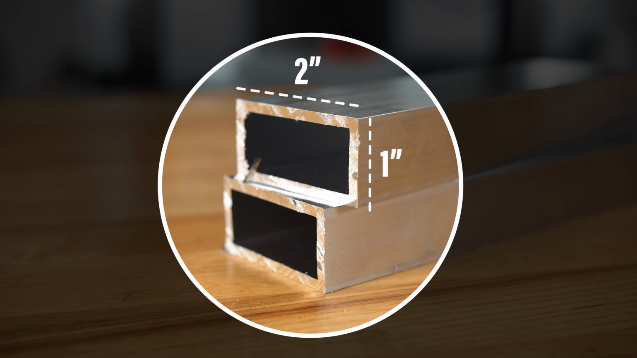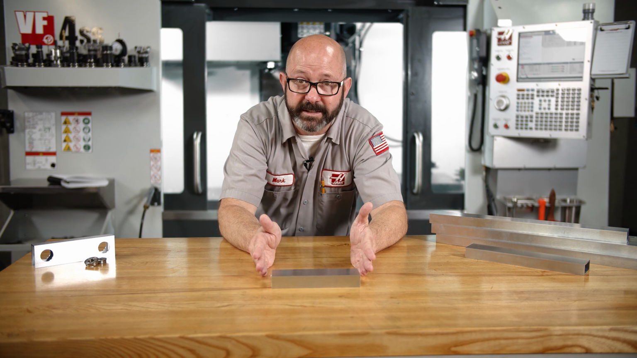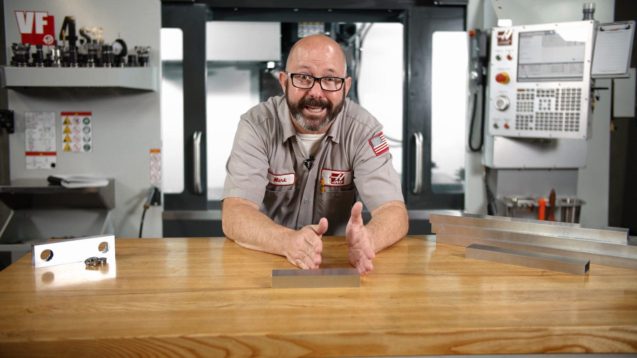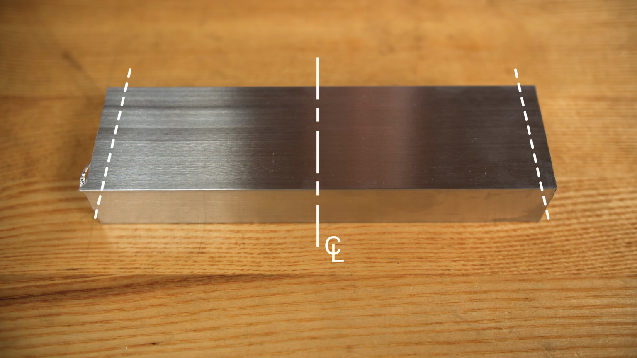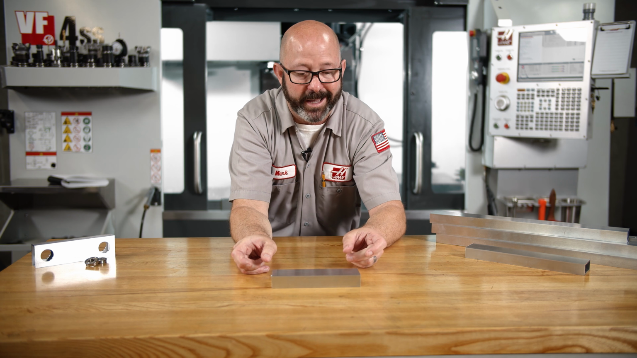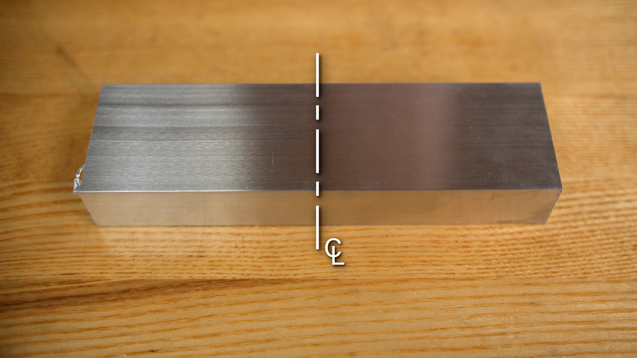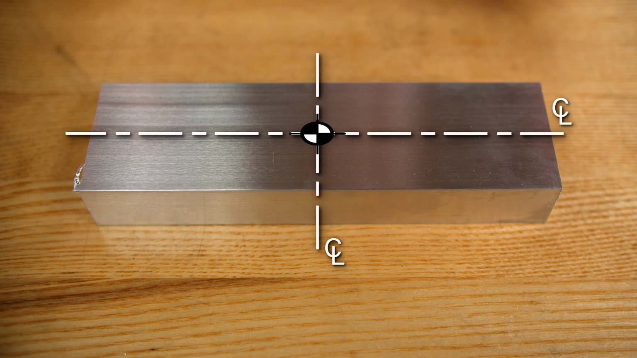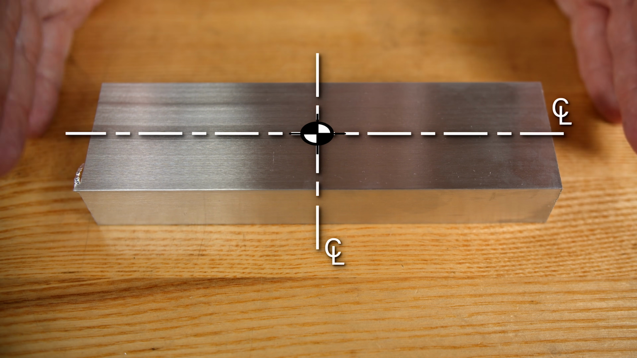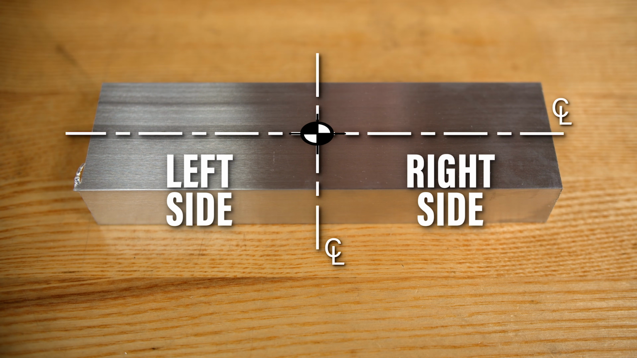Now, our best shot at making sure that both ends clean up completely is to take an even amount off both sides. We don't want to be taking off a lot of material on one end and no material on the other. So we're going to set our G54 X0 right on the center line of our part. In that way, we know that we're always going to take an even amount off both sides, and that's going to give us our best chance for the part to completely clean up both ends.